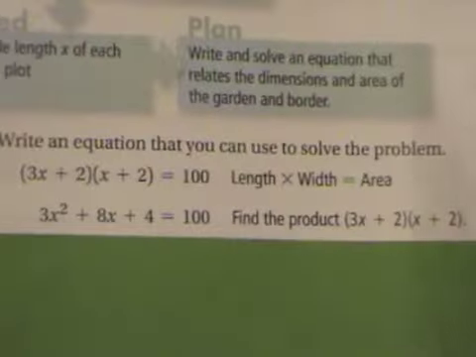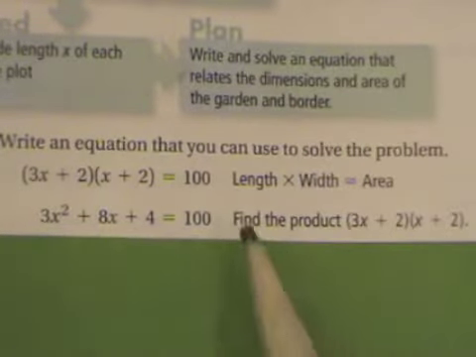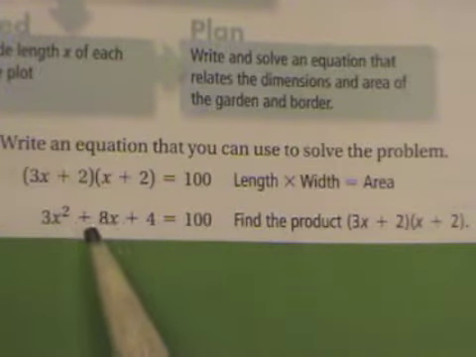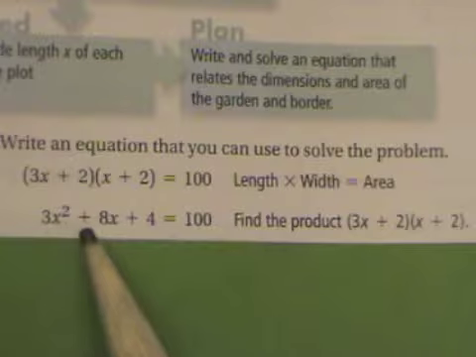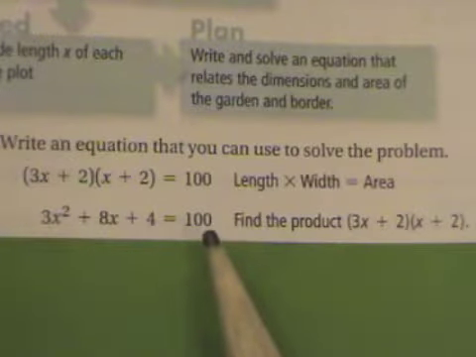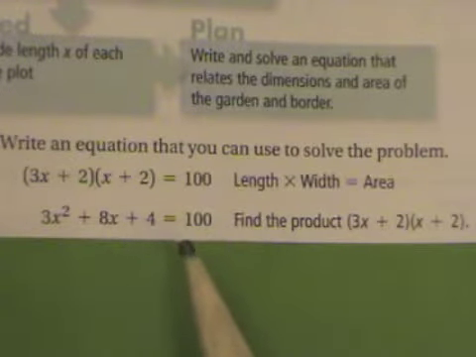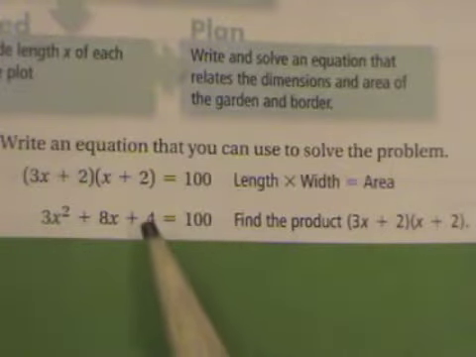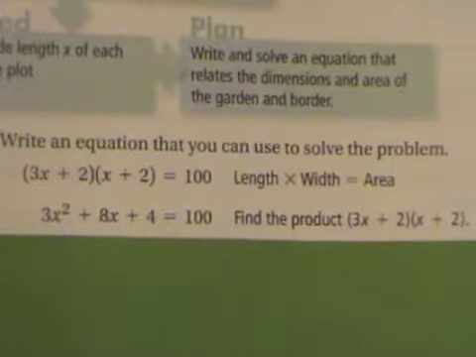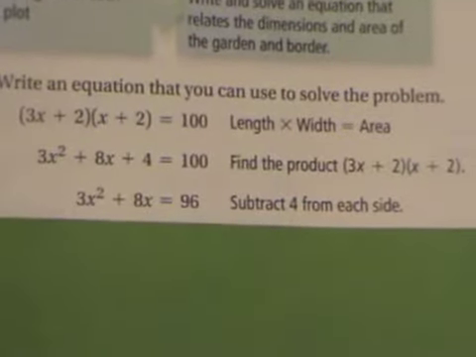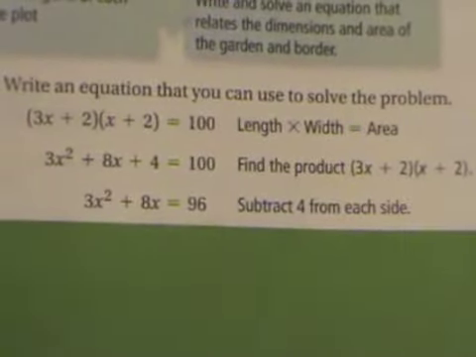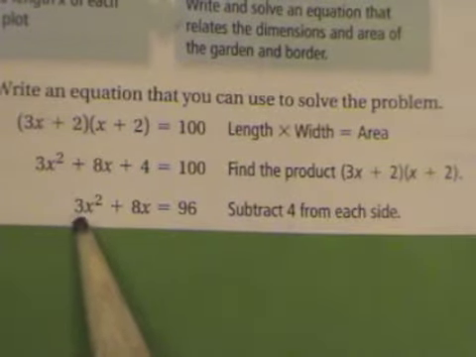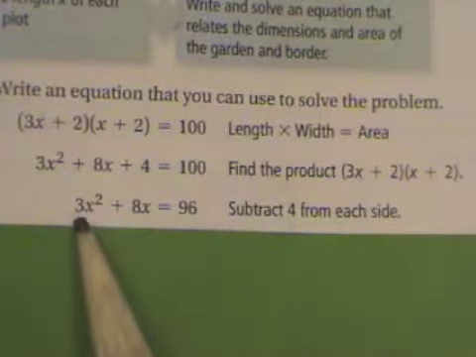All right, I'm kind of skipping all of the word problem stuff above this to get down here to the actual quadratic equation that we're working with. We have 3x squared plus 8x plus 4 equals 100. And we need to get the numbers on this side of the equal sign. So subtract that 4. We have 3x squared plus 8x equals 96. And now we have a problem with an a term that's not 1.